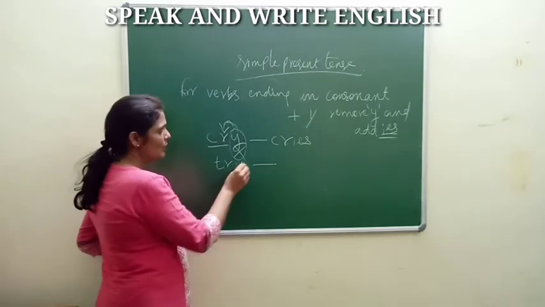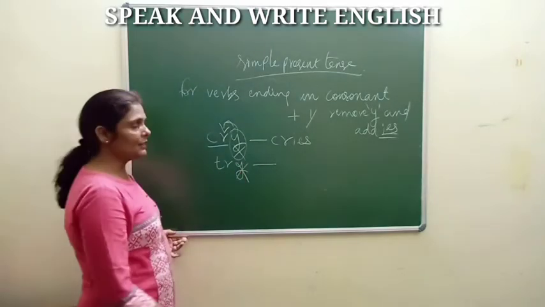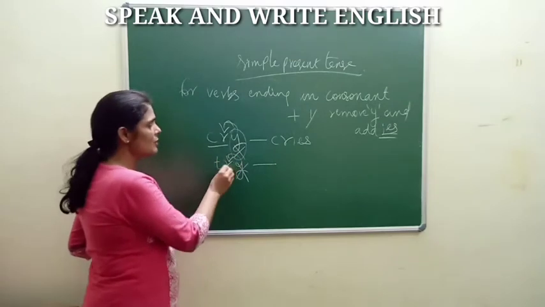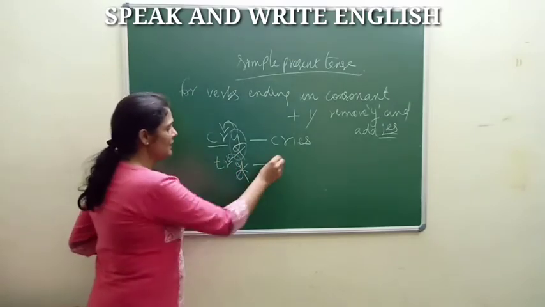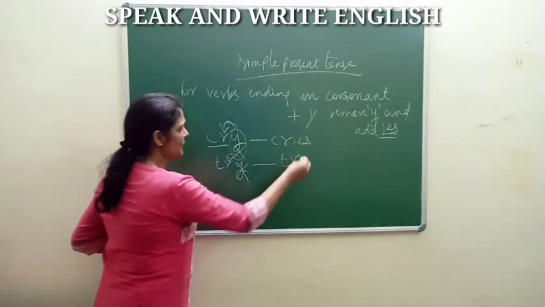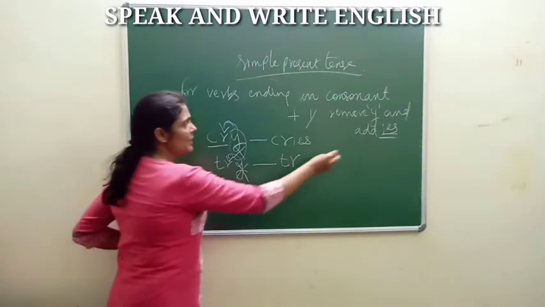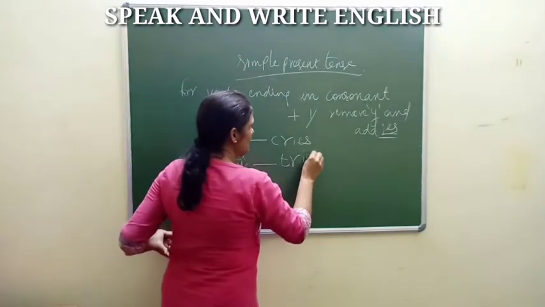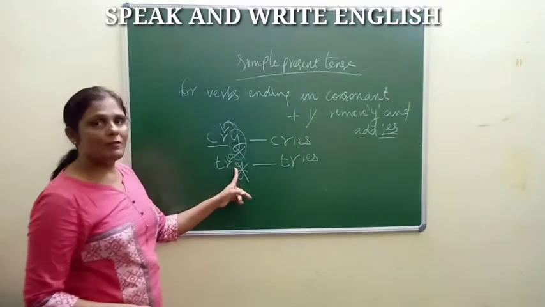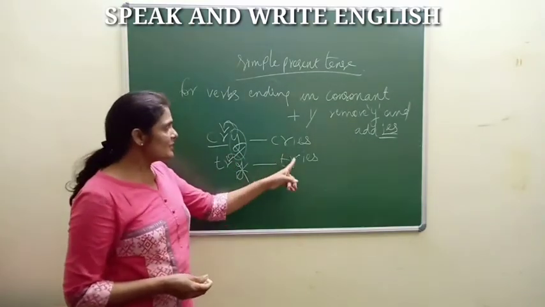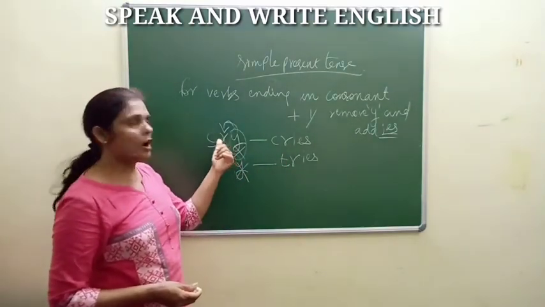What do I do? This Y I shall be cutting off because there is a consonant over here. Simply write TR, and instead of Y, make use of IES. So the verb will be changed to tries. This is the case when you have a consonant.